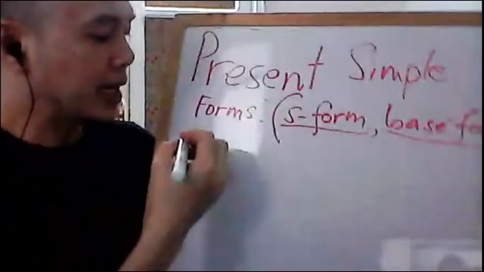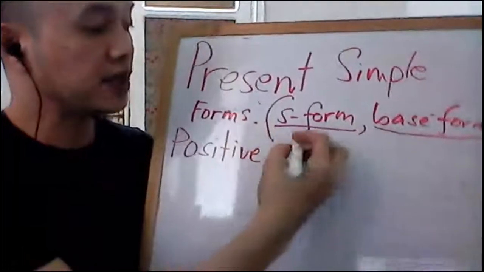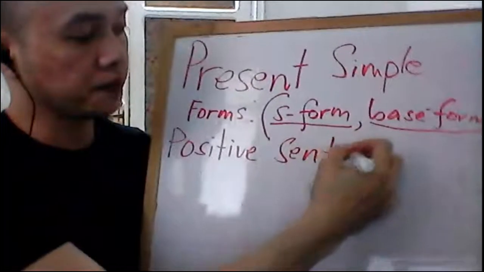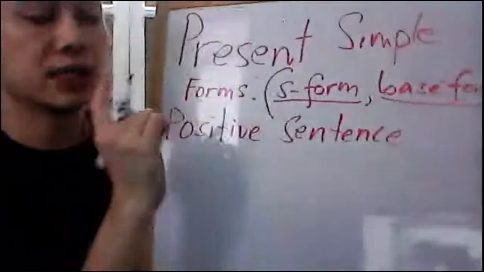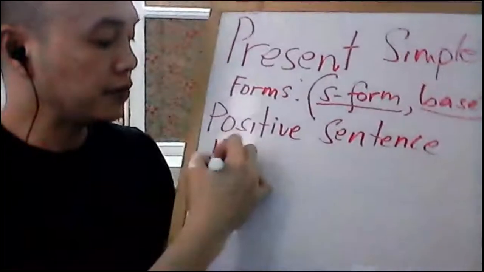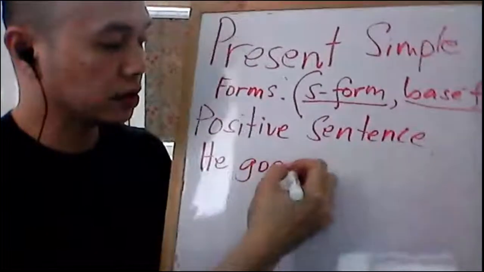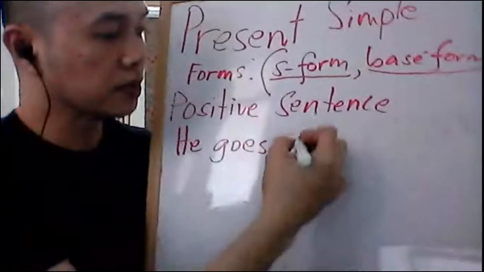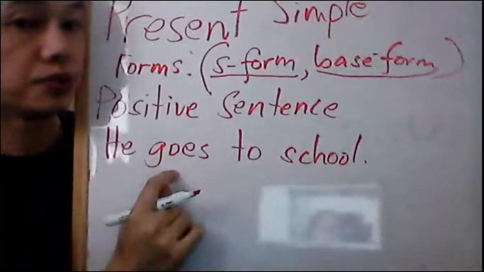Now let's have positive sentence first. If your subject is singular, you're going to use S form. So let's see. He, for example, he goes to school. Is it correct? Is it goes or go? Correct. It's correct. It's grammatical.